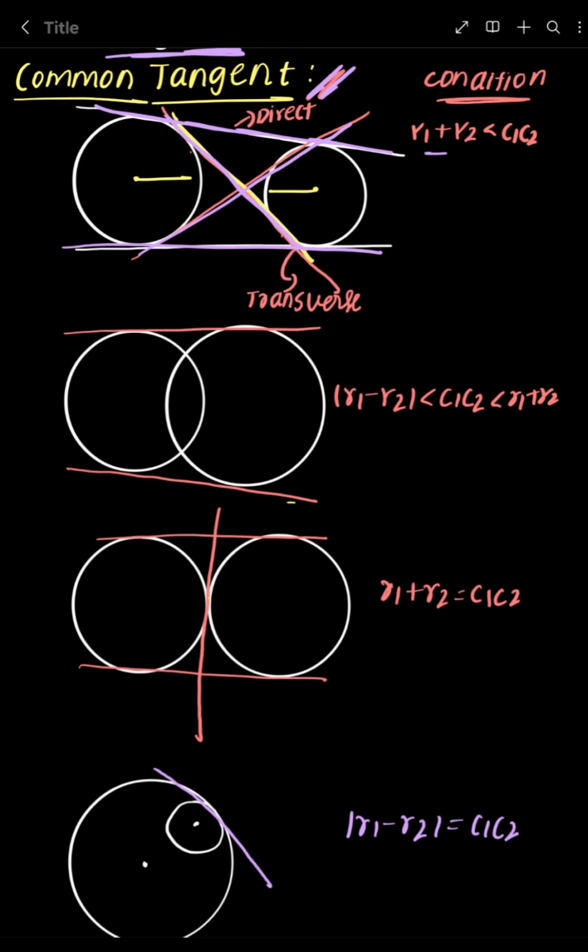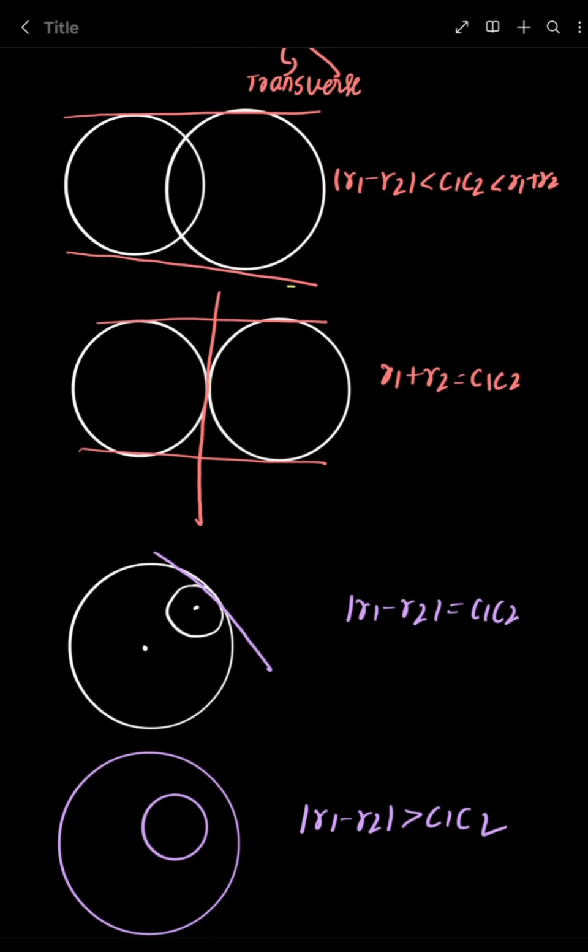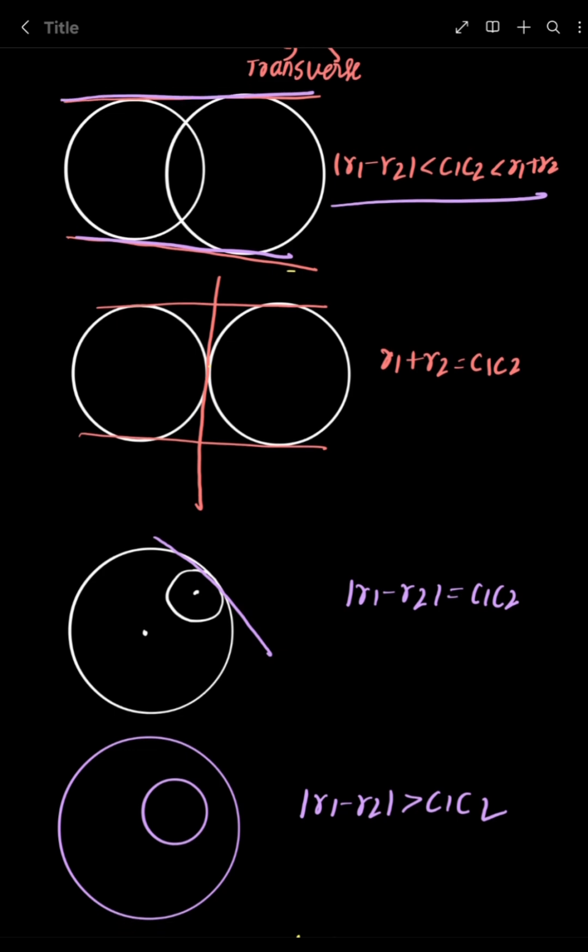So R1 plus R2 is less than C1C2 here. It's evident from the diagram as well. This is R1, R2, C1C2 is obviously larger. In this case they intersect at two points, and now you have two common tangents, and this is the condition: mod R1 minus R2 is less than C1C2, less than R1 plus R2.